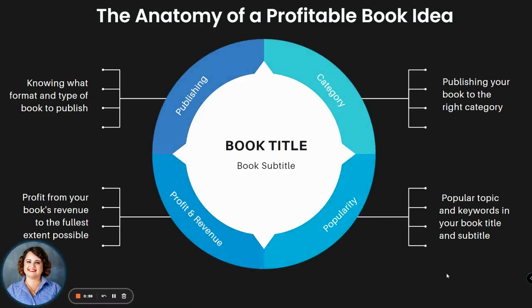This is the anatomy of a profitable book idea. There are four key areas: category, popularity, profit and revenue, and publishing. When you get these four areas lined up, you have greater potential for success. And simply by understanding how to find this information before you self-publish your book can make all the difference between publishing a book and getting no sales or reviews, to getting a lot of sales and reviews, and potentially creating a passive income as well as bringing clients into your business or improving your personal brand.